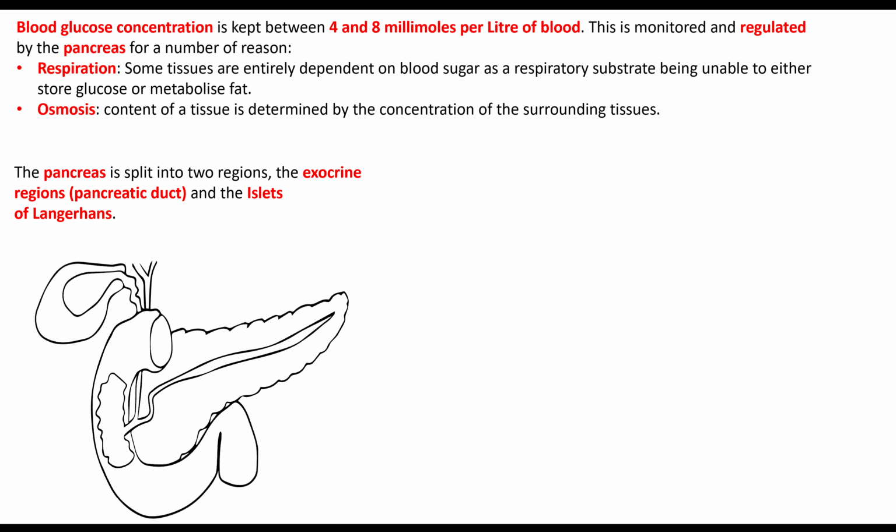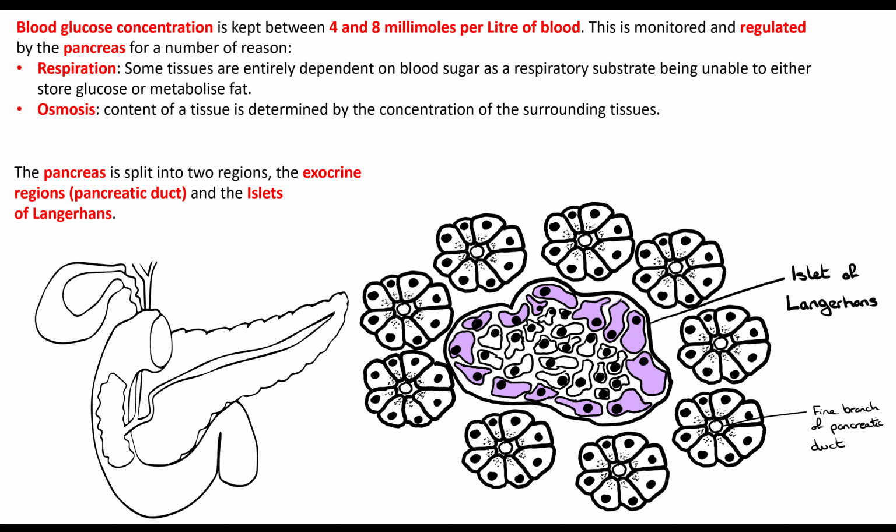Now, the pancreas is actually split into two regions. It's split into the exocrine region, which has the pancreatic duct, and it has the islets of Langerhans. Now, the islets of Langerhans are basically like little islands that were discovered by Dr. Langerhans, hence the name. So the islets of Langerhans then are the ones that we are really interested in when it comes to our blood glucose concentration. And the islets of Langerhans are actually made up of two types of cells. They're made up of beta cells that secrete insulin, and they're made up of alpha cells that secrete glucagon.